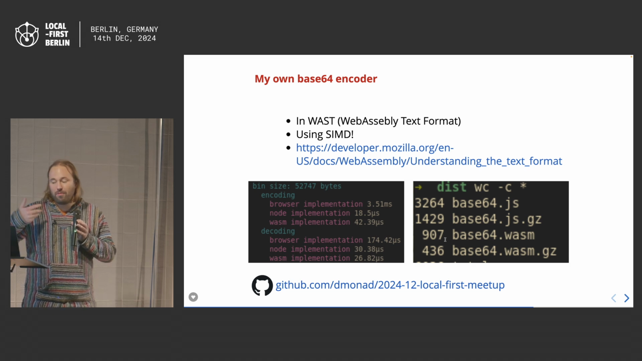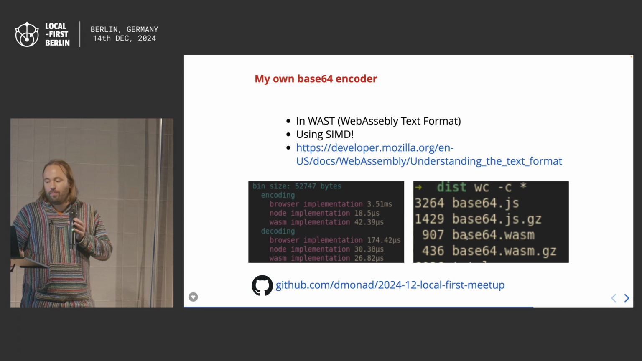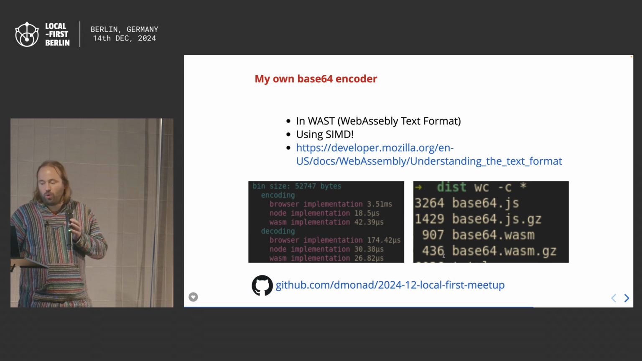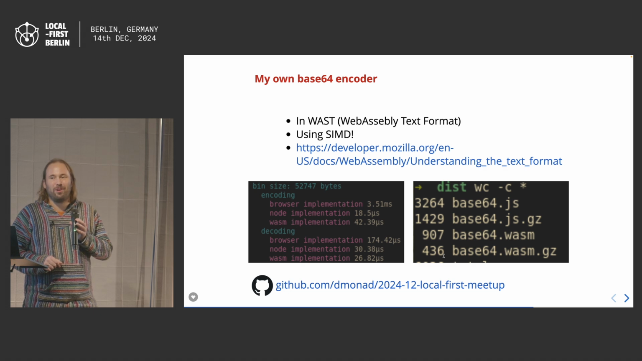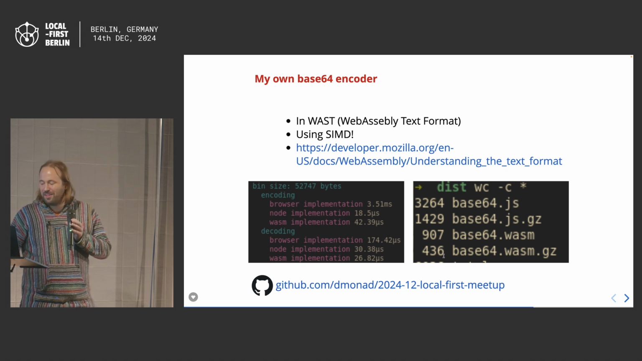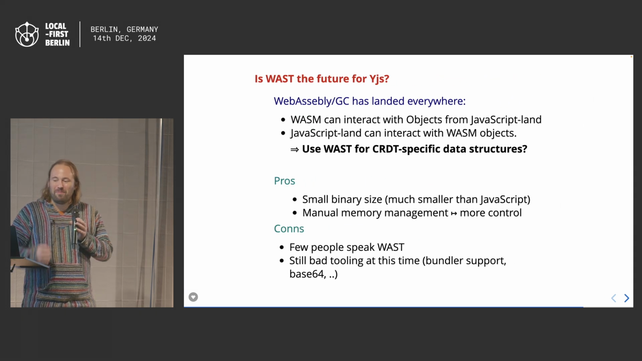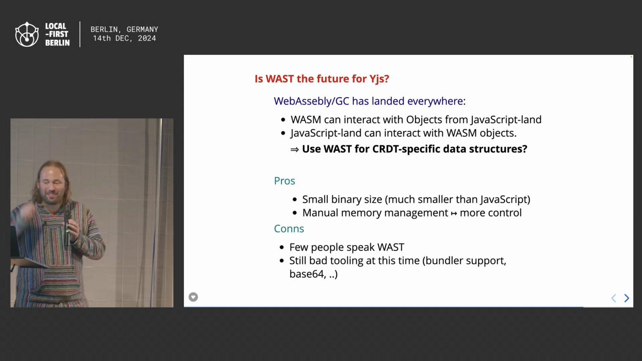But the impressive thing for me was that these Wasm modules are actually really small. Like writing the base64 encoder compressed in pure Wasm is only 400 bytes. Think about it. What kind of program is only 400 bytes? That is really small. So maybe the future of YJS is that I write everything in Wasm? Nah, it's not. I don't think so.